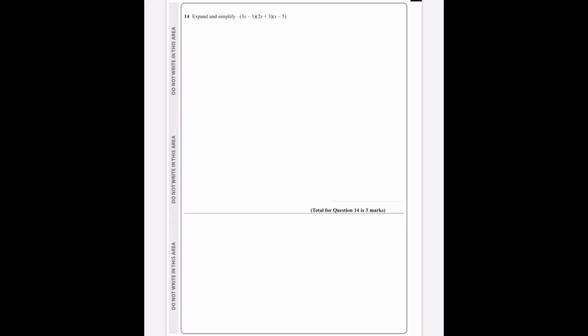Question 14, expanding a triple set of brackets. Pick any two, doesn't really matter which two you pick. I've picked the first two, expand those out, and then multiply each part in the first bracket by each part in the second bracket. Like so. The order doesn't matter as long as you get all of them.